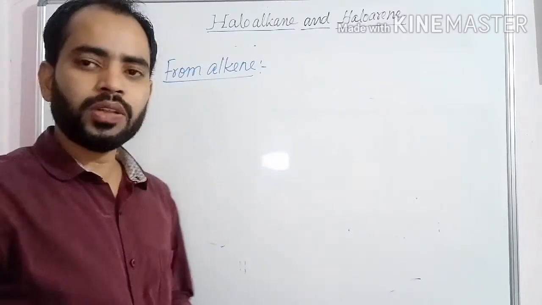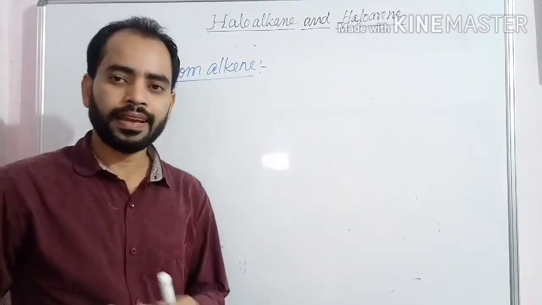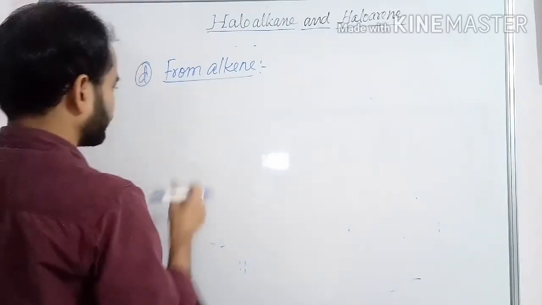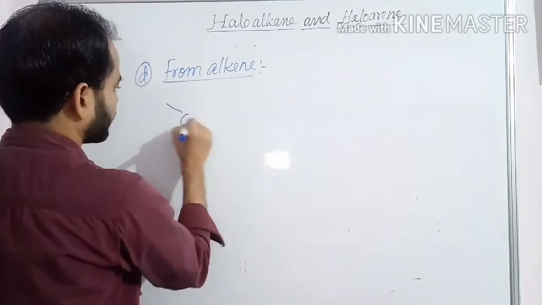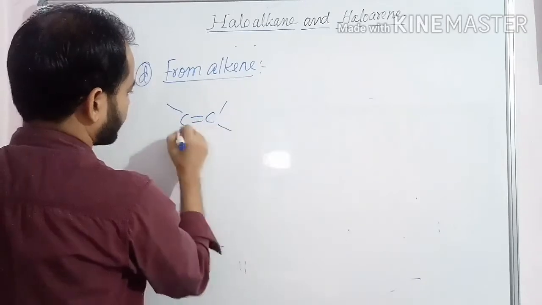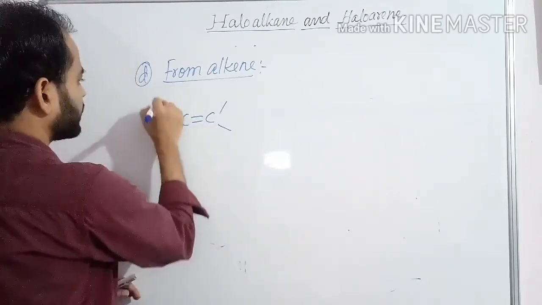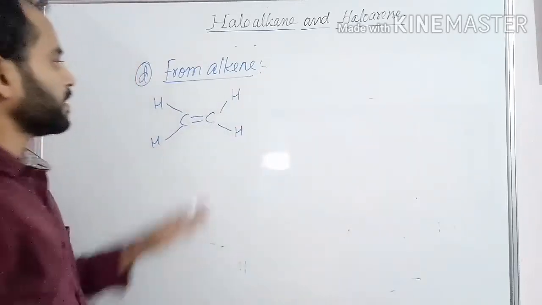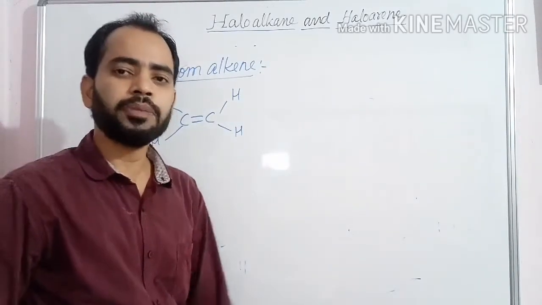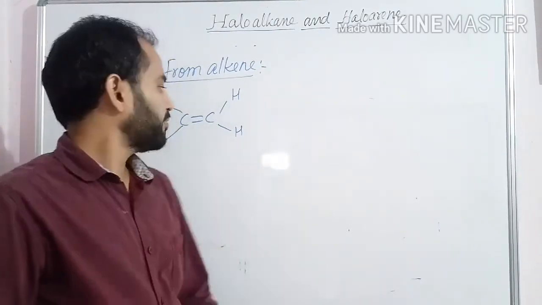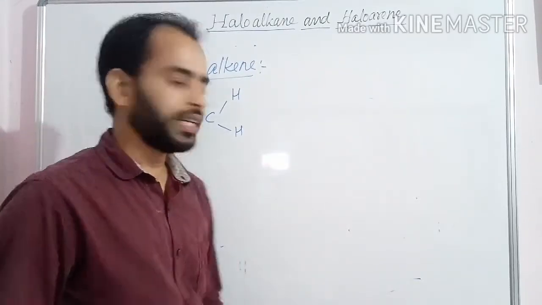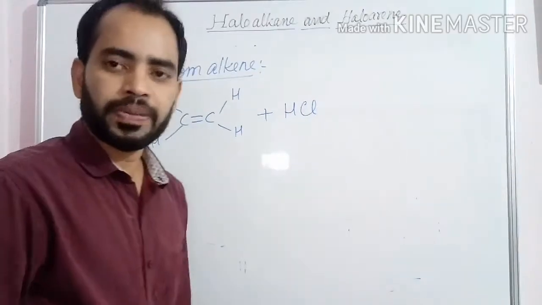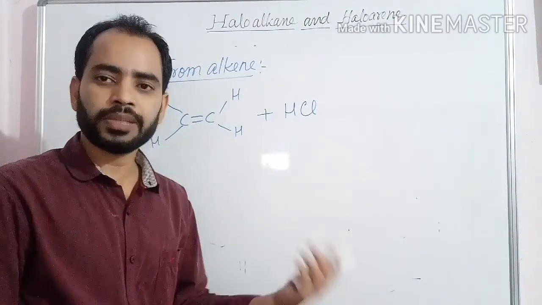From alkene also we may get the alkyl halide. For example, suppose this is your ethene molecule. Now, if you treat an alkene with hydrogen chloride or hydrogen bromide.